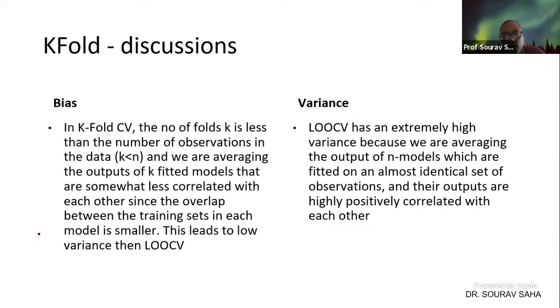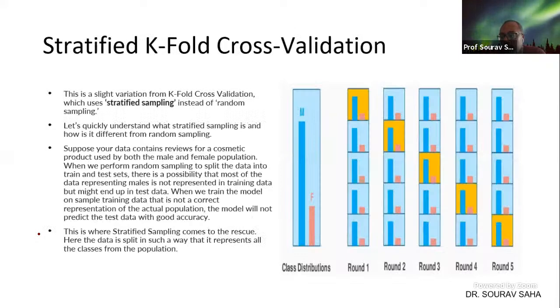In k-fold cross validation, there's something which is called stratified k-fold cross validation, if you have studied sampling. Let's say this is my entire data set where the male to female ratio, if I see, is 70 to 30.